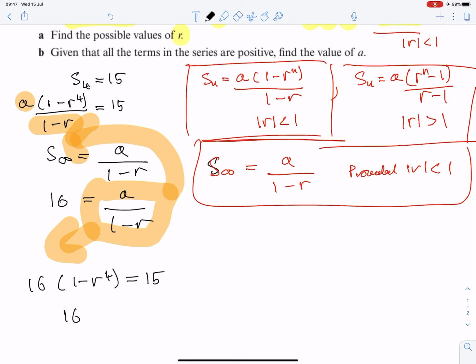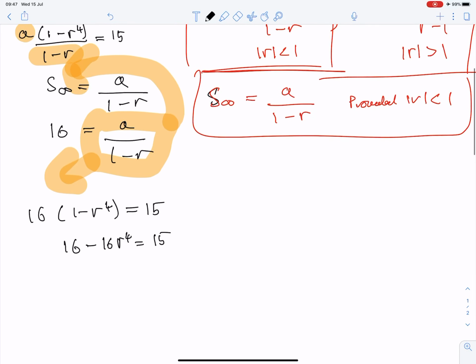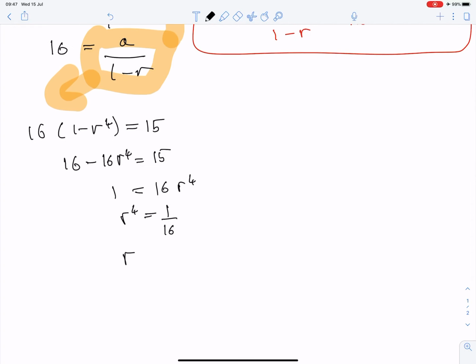Multiply out, 16 minus 16 lots of r to the 4 equals 15. Make the subject positive, etc. 1 equals 16 r to the 4. So r to the 4 equals 1/16. The fourth root of 1/16. It's like square rooting, so we're going to get a half plus or minus.